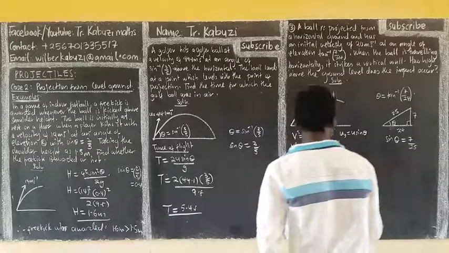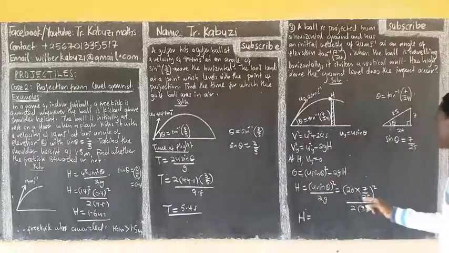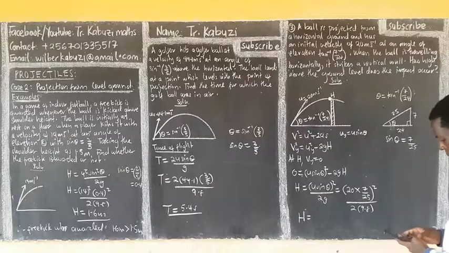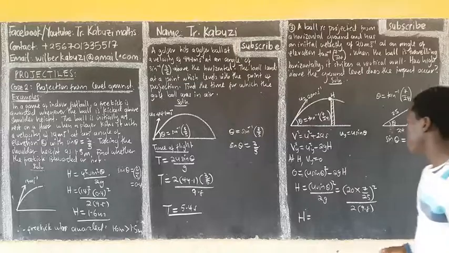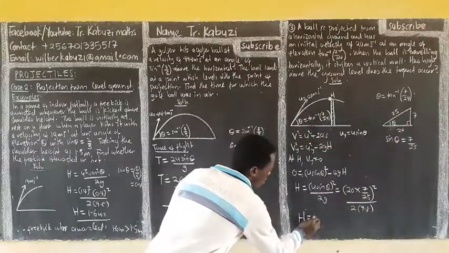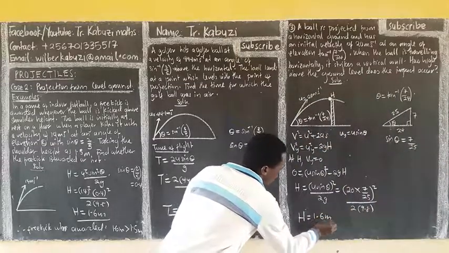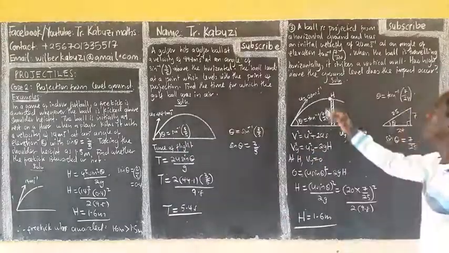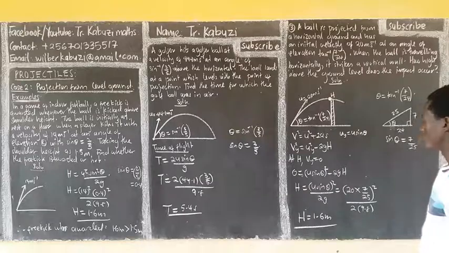And so the height at which this impact is going to occur, here I'm getting 1.6 meters. 1.6 meters. So that's where the impact is going to occur. At this point, that's where the impact is going to occur.